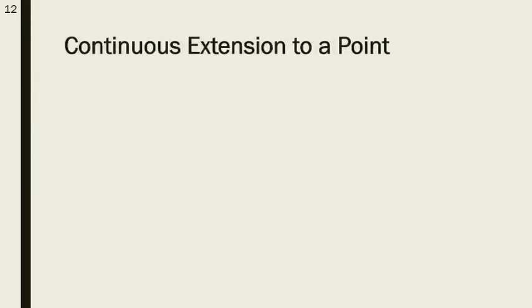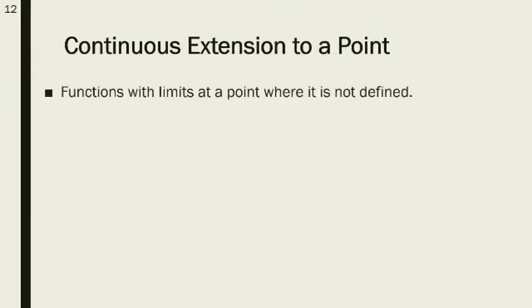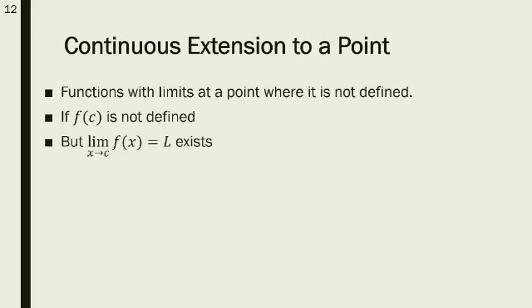Then we have continuous extension to a point. Given functions with limits at a point where they are not defined, meaning these functions are not defined at a certain point. If f of c is not defined, meaning the function f is not continuous at c, but the limit of f of x as x approaches c is equal to L and exists.